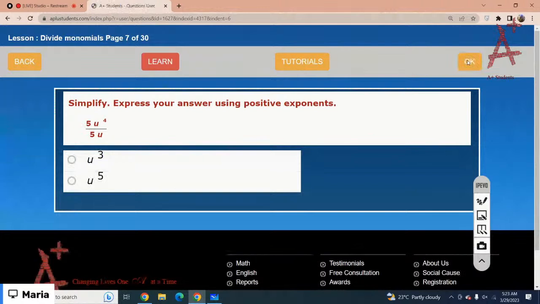Okay, the next one is 5u^4 divided by 5u. So which is the correct option? 5 and 5 cancel out each other, and 4 minus 1 is 3. So you are left with just u exponent 3. Got it? The correct option is u^3. Option number 1 is the correct option.